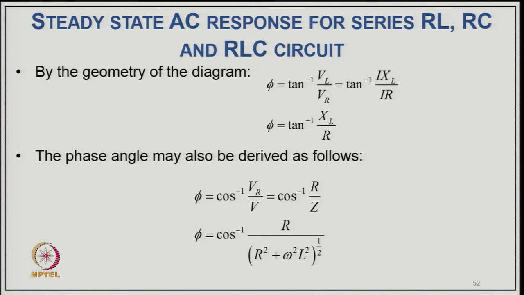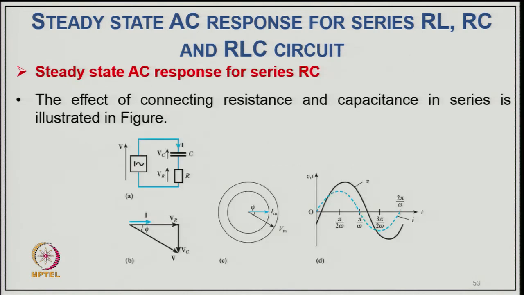So, the phase angle may also be derived as phi equal to cos inverse V_R upon V, or cos inverse R upon Z, where phi is cos inverse R upon (R square plus omega square L square) to the power 1 by 2.